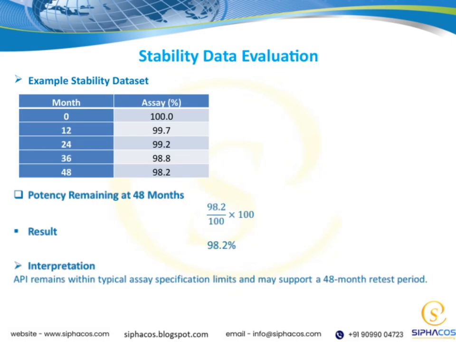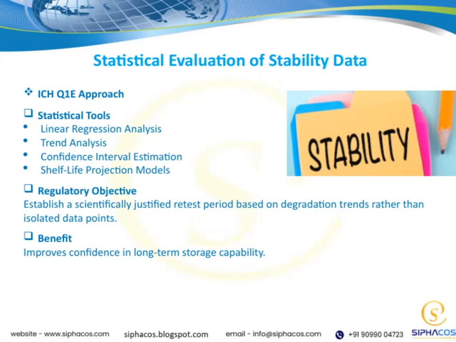Let's take a look at this example stability dataset. It shows how the assay percentage changes over time, starting at 100%, then gradually decreasing. After 1 year, it's still almost 99.7%. 2 years in, it's 99.2%. Even after 4 years, it remains above 98%. This kind of data helps us evaluate how stable a product stays over time, giving us confidence in its long-term quality. When we evaluate stability data, we rely on a statistical approach outlined in ICH Q1.